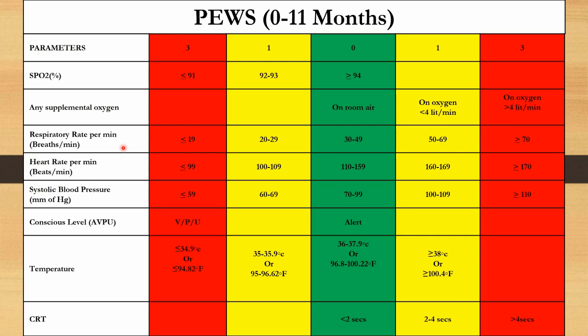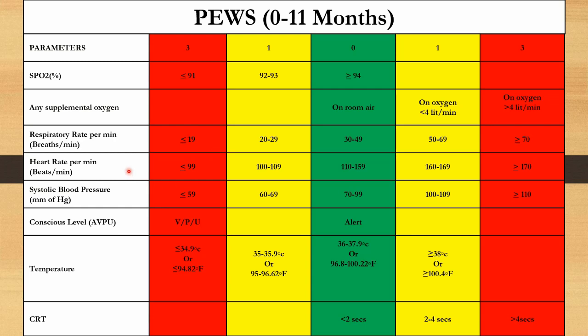Along with the respiratory rate, you have to look for signs and symptoms of respiratory distress that we can discuss a little later. If the respiratory rate is between 30 to 49 breaths per minute, you can give a score of 0. If it is between 50 to 69, go for a score of 1. If it is more than or equal to 70, give a score of 3. On the other hand, if it is between 20 to 29, give a score of 1. If it is less than or equal to 19 breaths per minute, then give a score of 3.